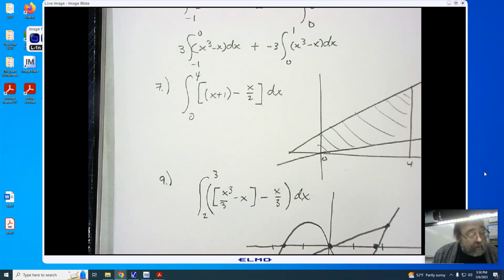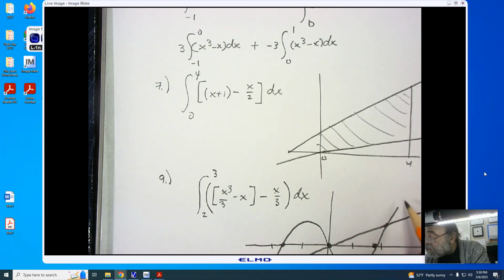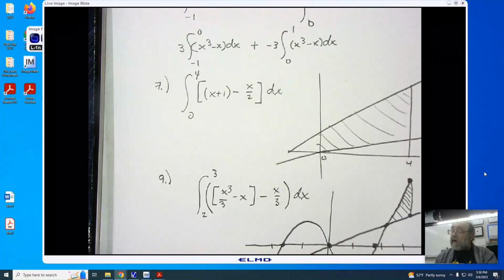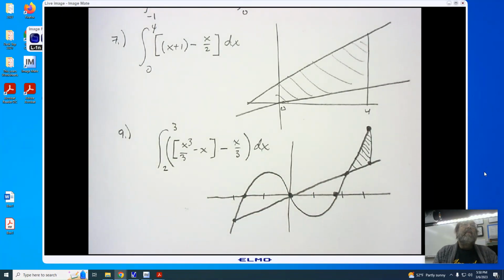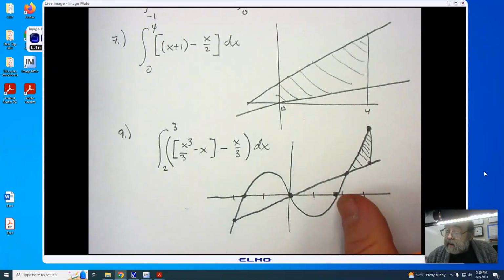And they want us to find from 2 to 3, so if this is x equals 3, or right here, then the shaded region we want is just that piece right there. So I graph the entire thing only to find that small little piece from 2 to 3. Let's go ahead and go to number 11.